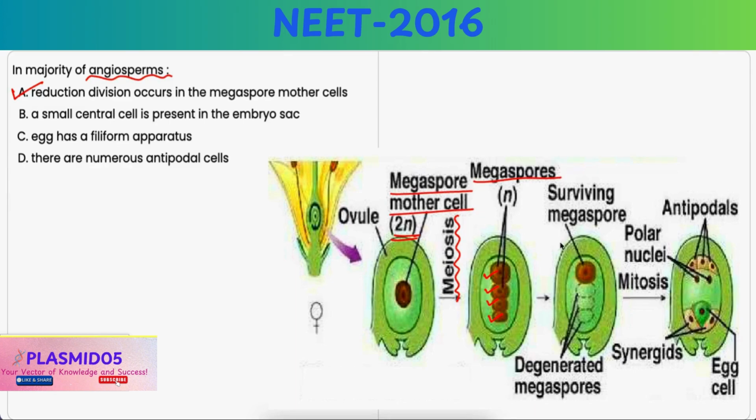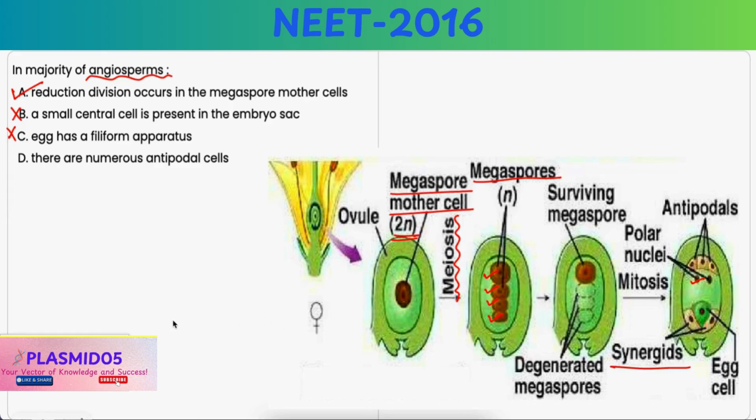Option B, a small central cell is present in the embryo sac. Now, this is incorrect because the central cell in the embryo sac is the largest cell and it contains 2 polar nuclei. Option C, egg has a filiform apparatus. It is also incorrect because the filiform apparatus is not associated with the egg cell, but rather with the synergid cells, which assist in guiding the pollen tube to the egg cell during fertilization.